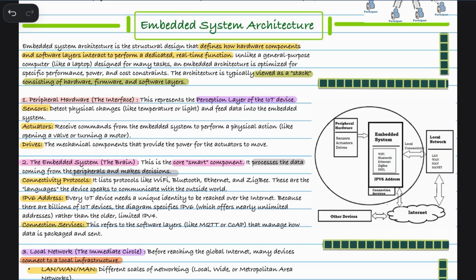And then we have connection services. These are a lightweight software layer responsible for packaging and shipping data efficiently. So what happens is, instead of using heavy web protocols, we use protocols like MQTT and CoAP to send the data packet using very minimal battery power, right?